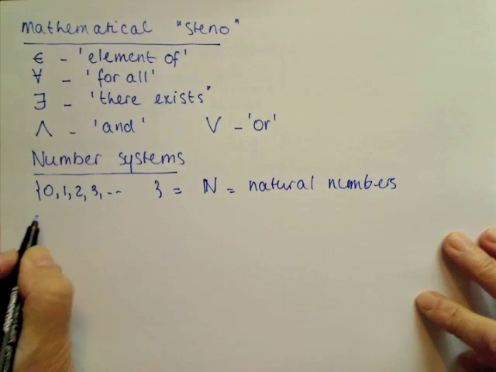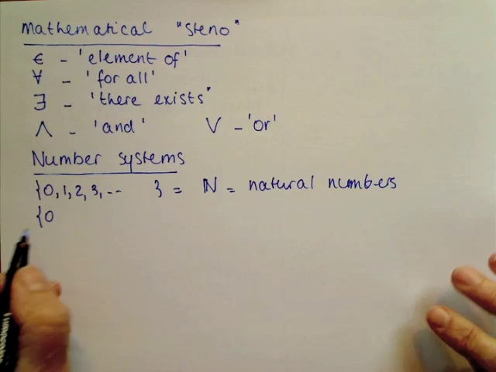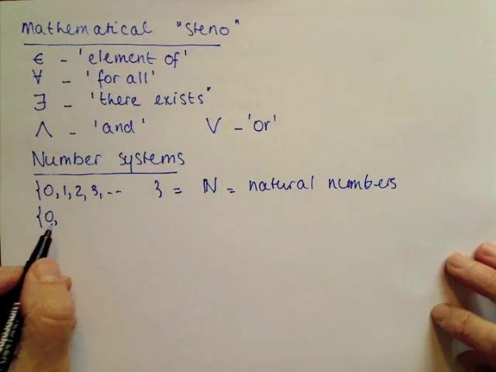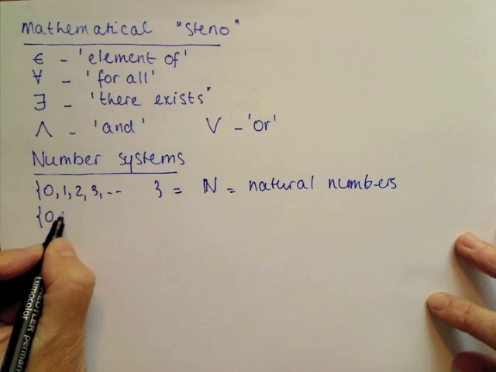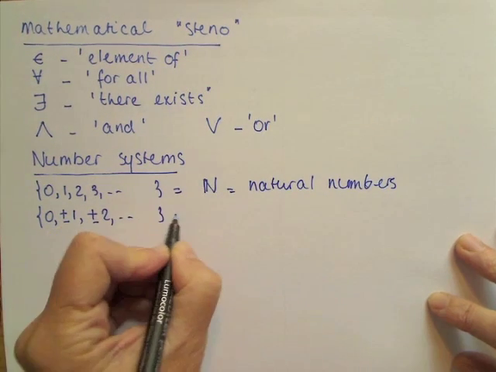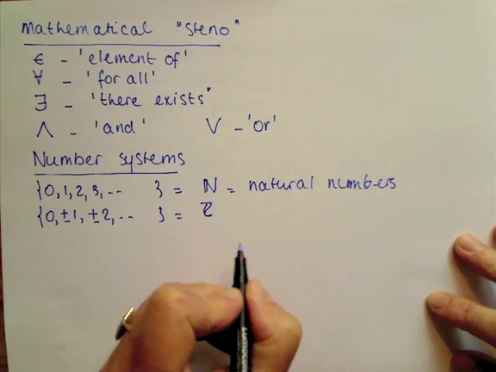The second system is the simplest possible extension of the natural numbers, which we get by adding the negative counterparts. So we get the set 0, plus or minus 1, plus or minus 2, etc. These numbers are called integers, and they are denoted by a capital Z.